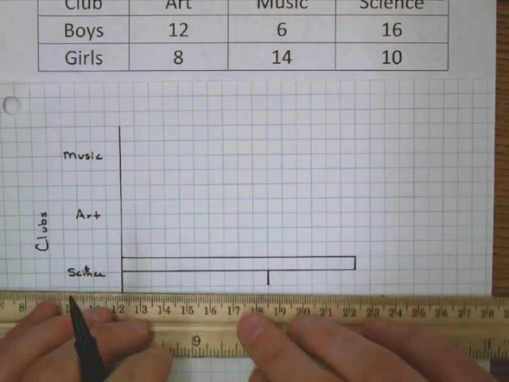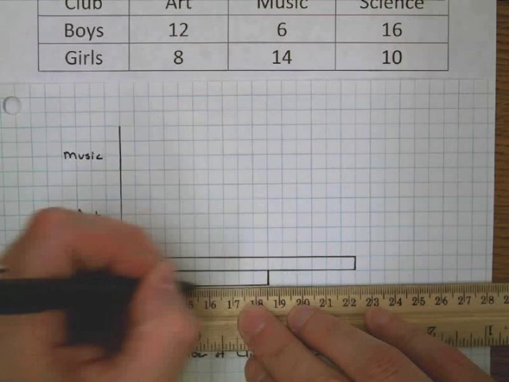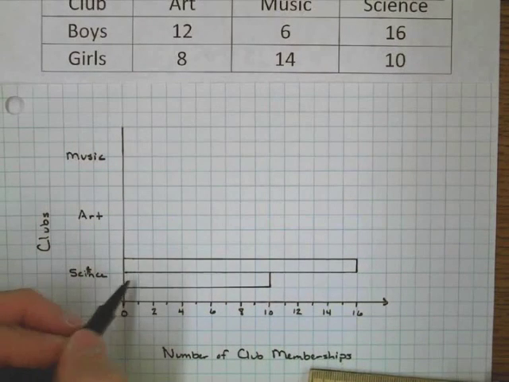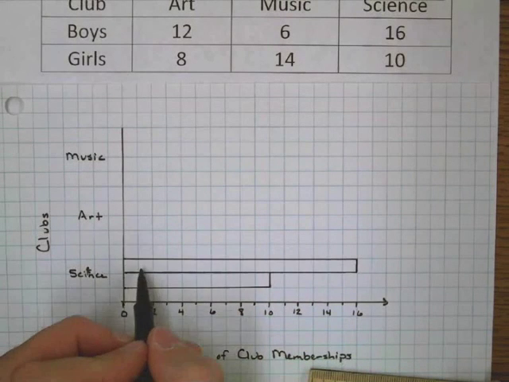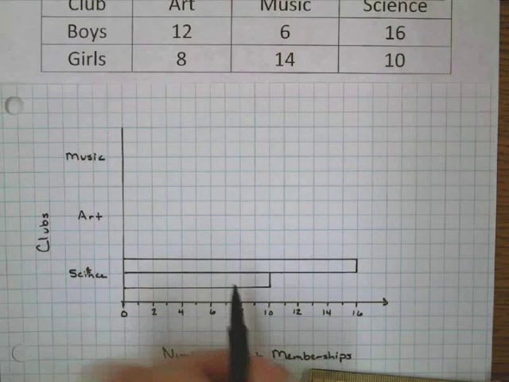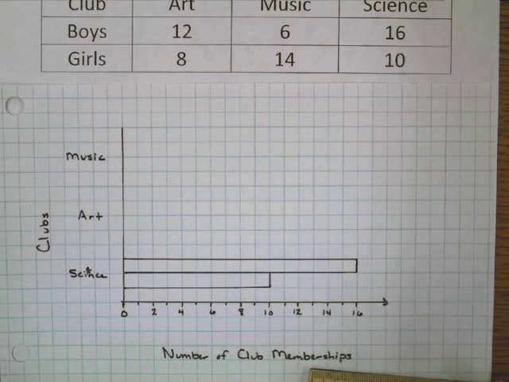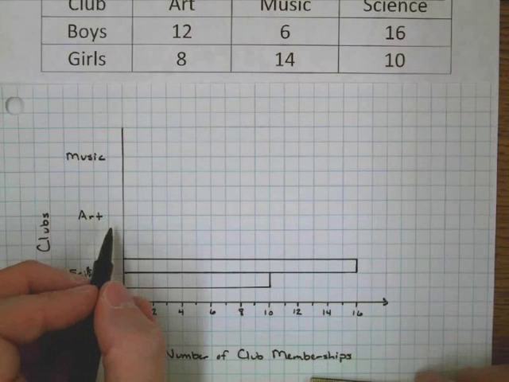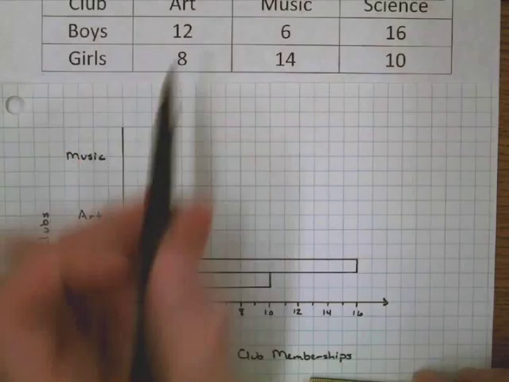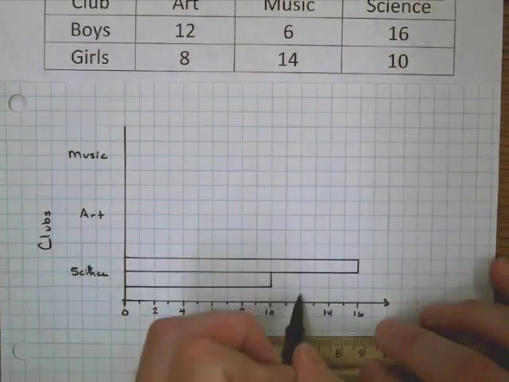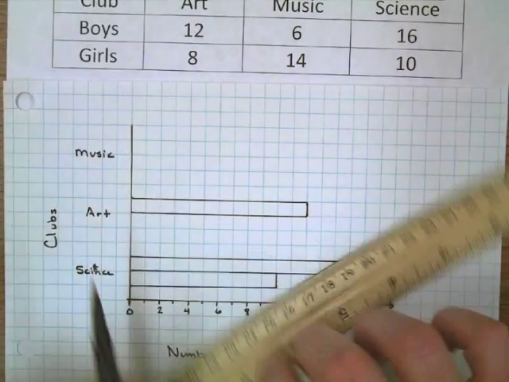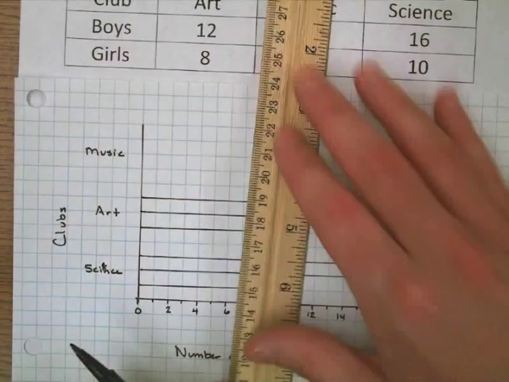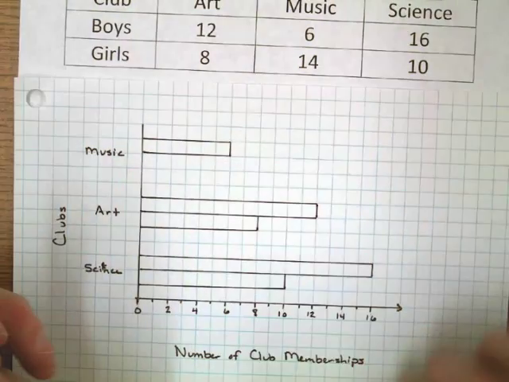And notice that I'm going to put these two bars right together. And that those two bars are the same width. They're both just 1 unit wide. And so here are my boys and here are my girls. And I'll show you how I'm going to distinguish that a little bit more clearly in just a moment. But I'm putting them right together. Now I'm going to skip a couple spaces and go up and do art. Well, boys had 12 memberships in art, and the girls had 8. And then for music, the boys had 6, and the girls had 14.